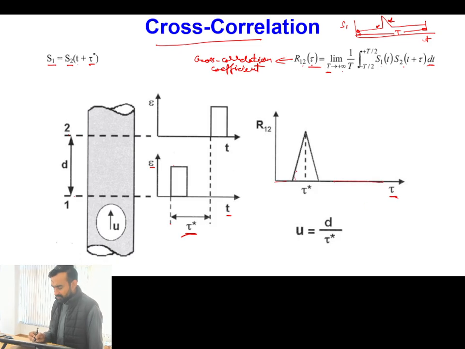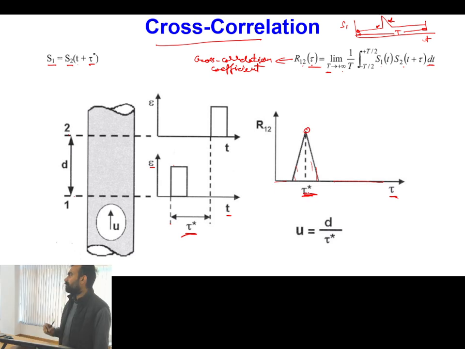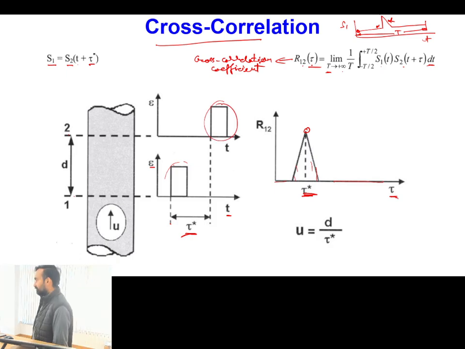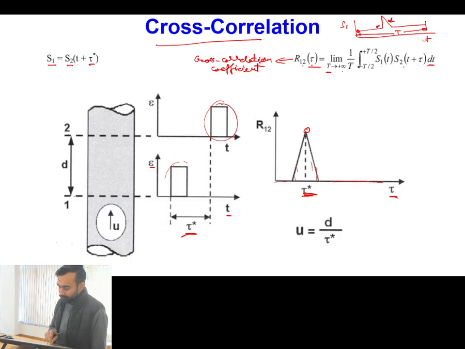In some range of tau its value will start increasing, and then it will give the highest value corresponding to tau star. Okay, so in this particular scenario, because this is a theoretical signal shown for the sake of understanding, it clearly appears that even without doing cross correlation analysis we can determine the value of tau star.